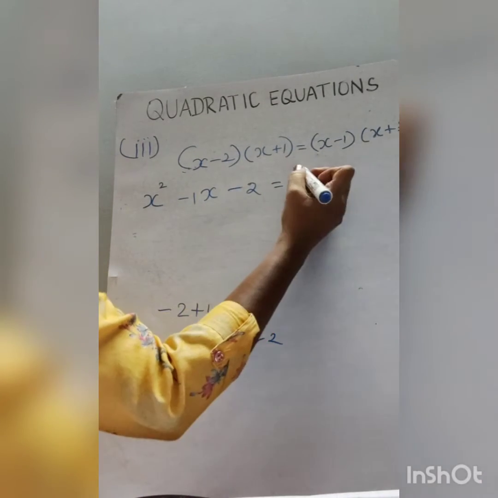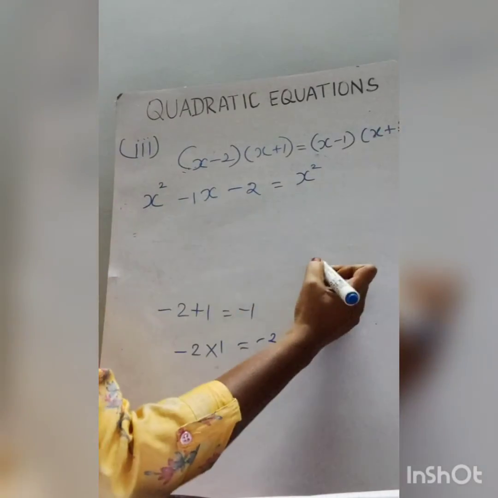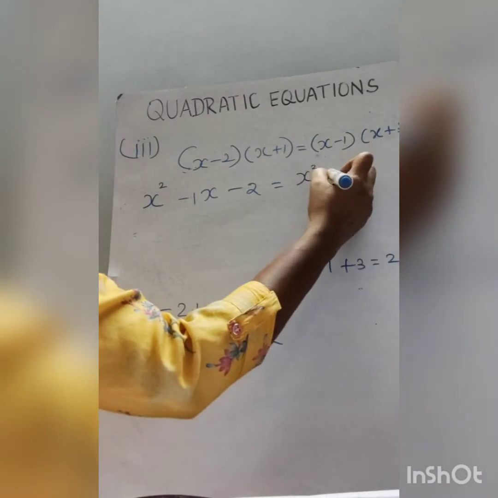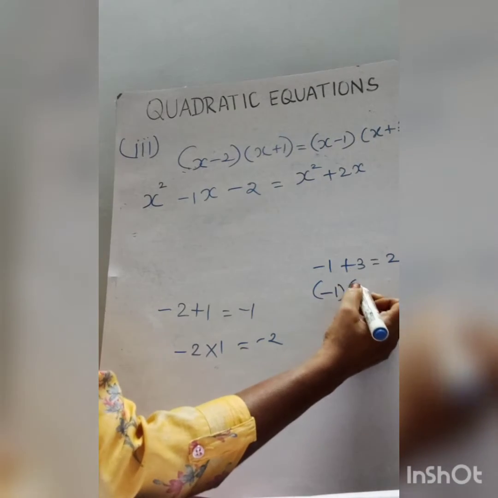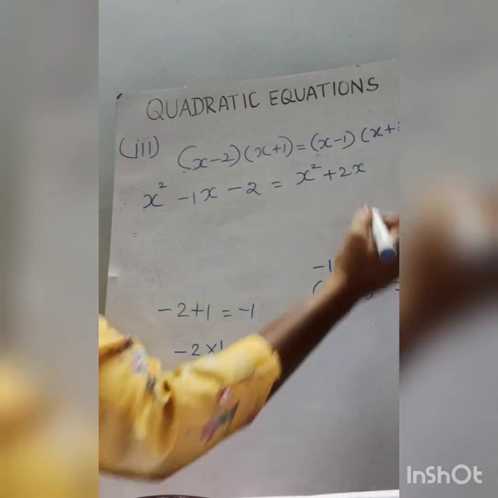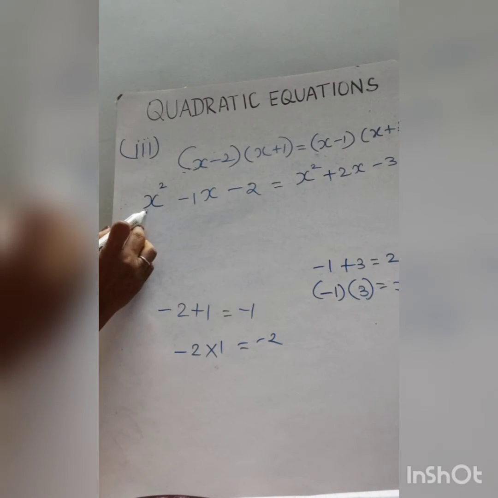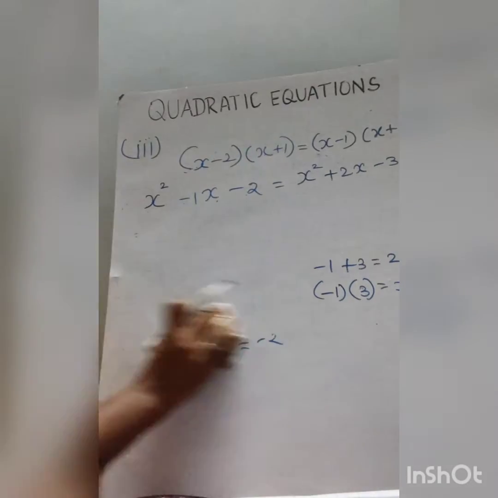And x into x, x square, and the sum of the roots are minus 1 plus 3. When you add, you will get 2. So 2x, and the product of minus 1 and 3 will be minus 3. So that minus 3. This is how we multiply. This is x square, sum of the roots times x plus product of the roots.